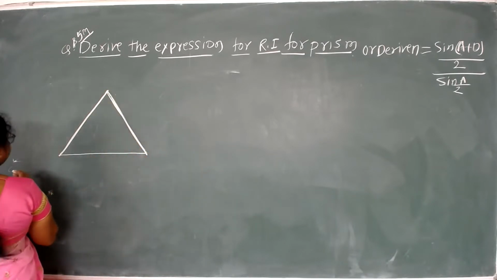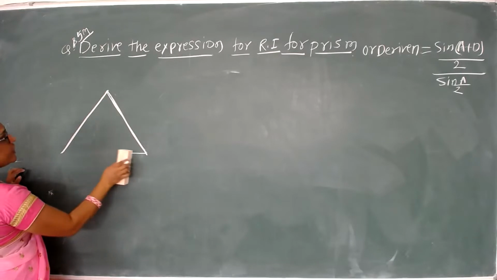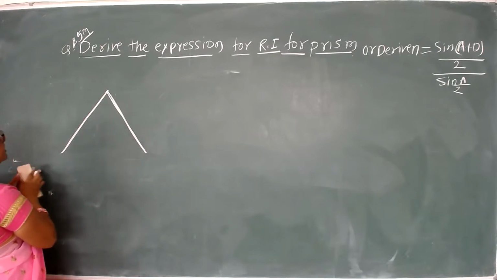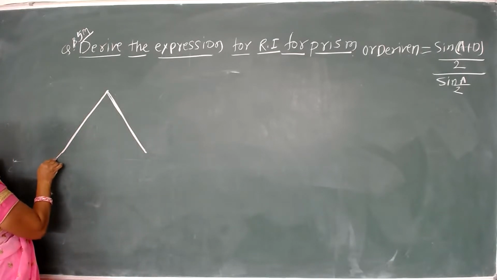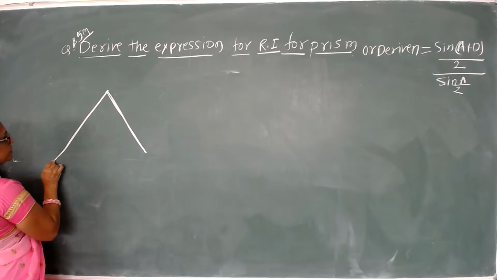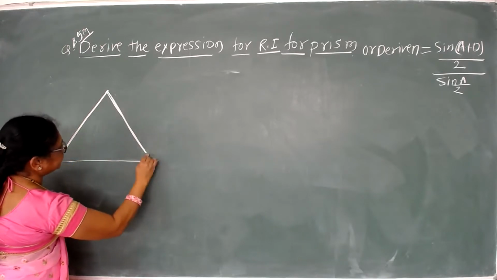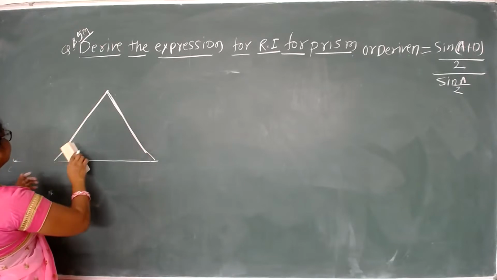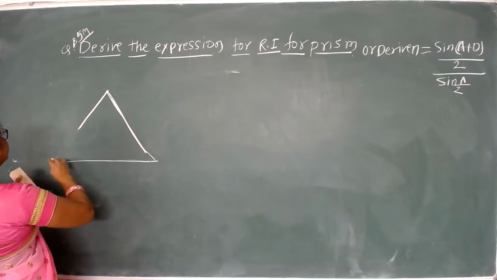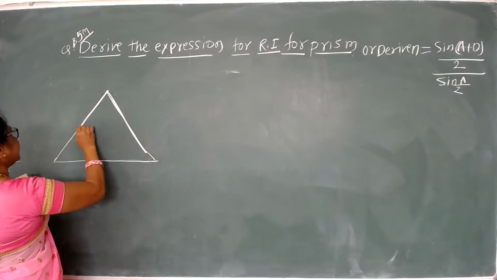Suppose we consider the prism; this is known as a principal section of a prism, with refractive index m. Consider a prism.